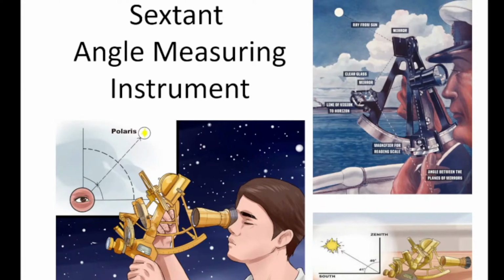Sextant, an angle measuring instrument. As you can see here, you hold it, you look through the telescope, you need to aim it at the horizon and work with the stars to get an angle. Next slide, please. So what's an angle?